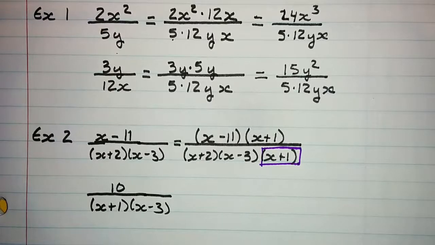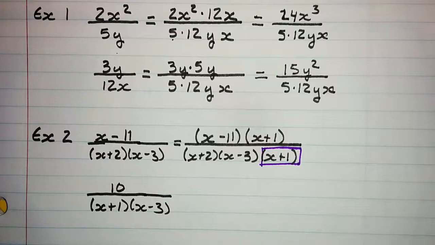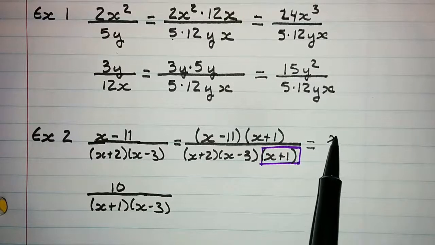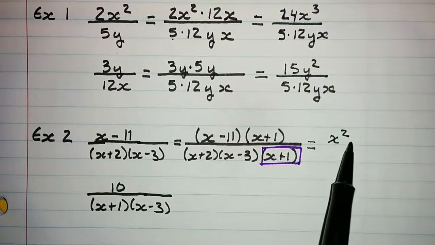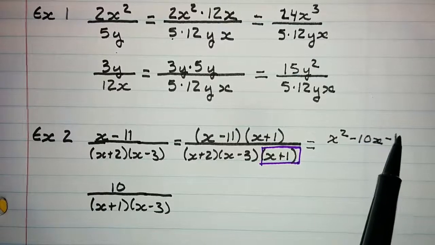Now, I told you the only good reason to multiply polynomials is because we're about to do some sort of addition or subtraction. We're about to do some sort of addition or subtraction. So we'll need to carry out the multiplication in the numerator. We've got x squared plus x minus 11x will be minus 10x minus 11.